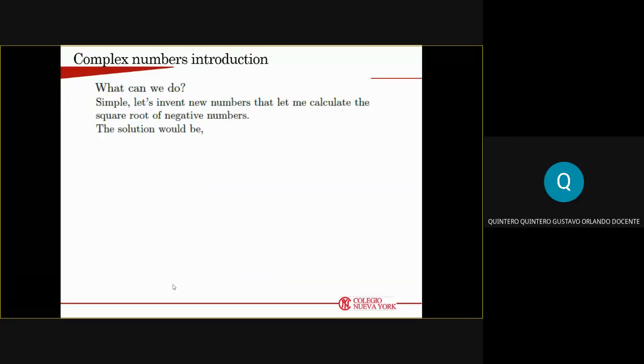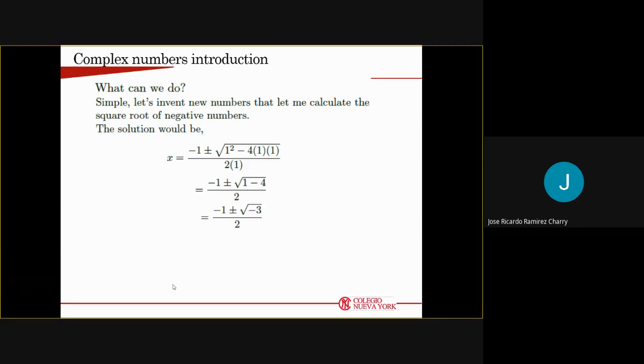So simple. This is what we can do. Mathematicians did it a while ago. What they did is that they invented new numbers. They invented new possible solutions. So whenever we have a square root that is negative, whenever we have these possible solutions, whenever we have a negative number, we can apply what we did with the i. Look at this.